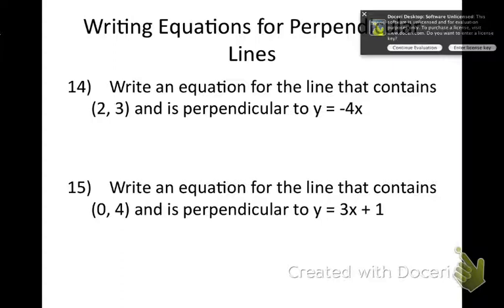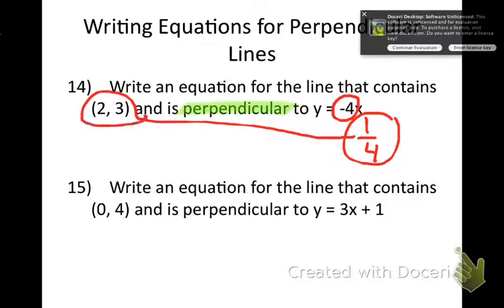So perpendicular lines, are my slopes the same now? No, they're not. So I want to find a line that's perpendicular to y equals negative 4x. So here's my slope. What's my new slope going to be here? Andy, what do you say my new slope is going to be? Very good. 1/4. Because it's a negative or opposite reciprocal. So that's my new slope. So I'm going to take that slope along with this point and plug it into point slope form. So I get y minus 3 equals 1/4 (x minus 2).